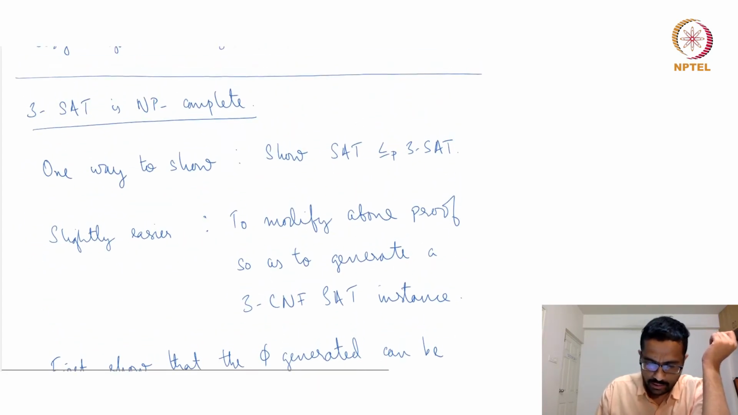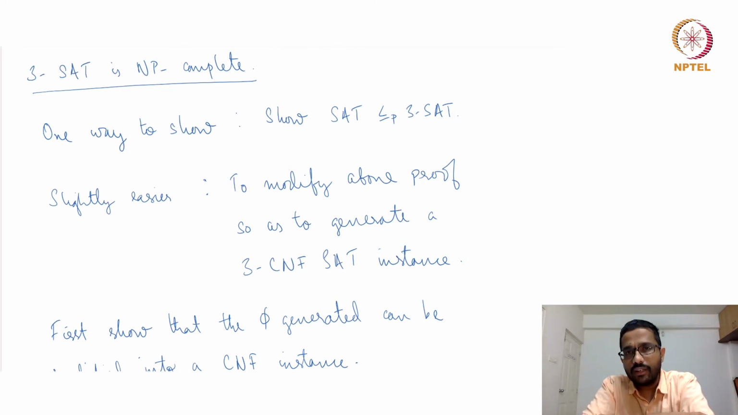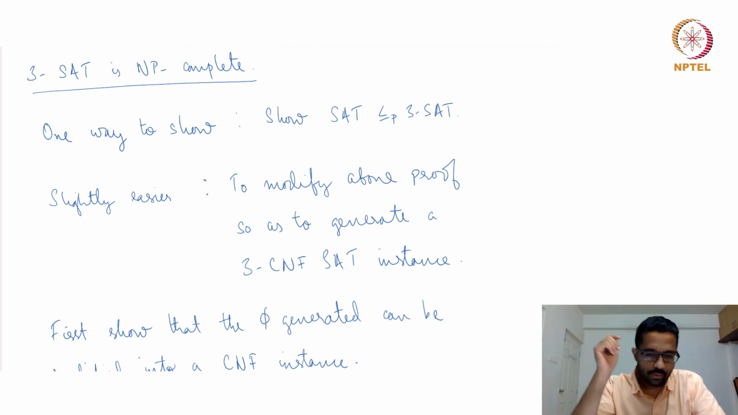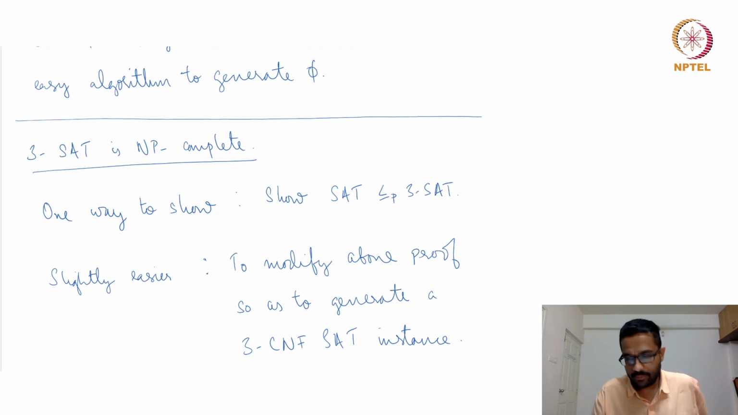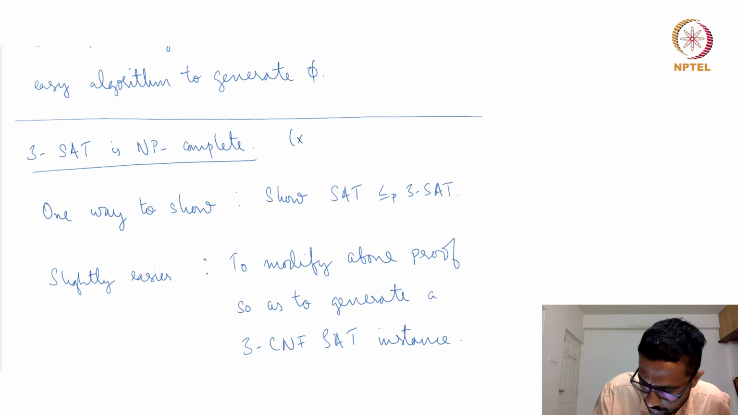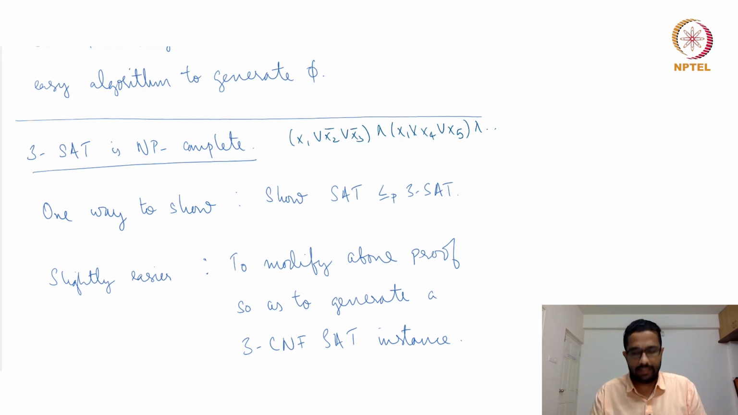Now, I'll just conclude with a very short point. So we showed that SAT is NP complete. What about 3SAT? Recall 3SAT is the set of all 3CNF formulas that are satisfiable, and it should be something like this: x1 or x2 complement or x3 complement, and x1 or x4 or x5, and so on. So each clause has exactly 3 literals, and it is in the conjunctive normal form, which means it's an AND of clauses, and each clause is an OR of literals.